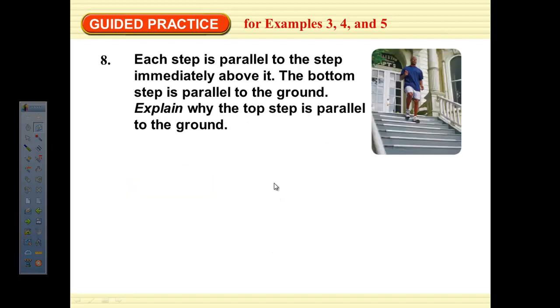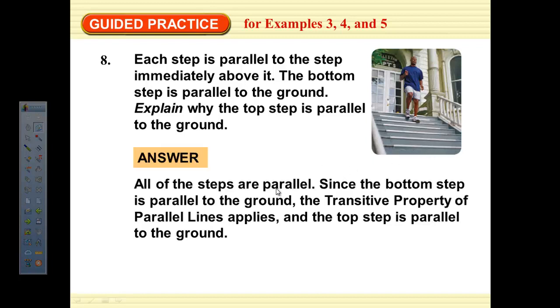And this last one is similar to the one with the stripes. We want to know if all of these lines for the stairs are parallel. And in that case, again, we use the transitive property of parallel lines so that the top step is parallel to the ground, just like the bottom step is.